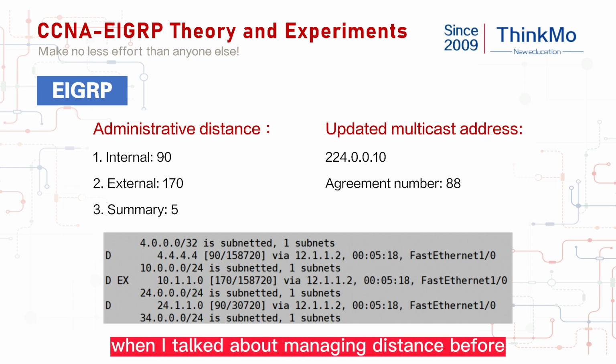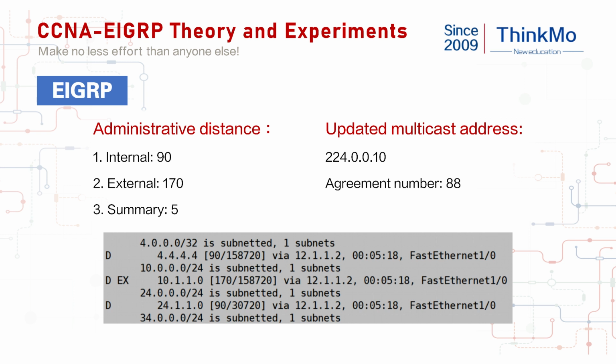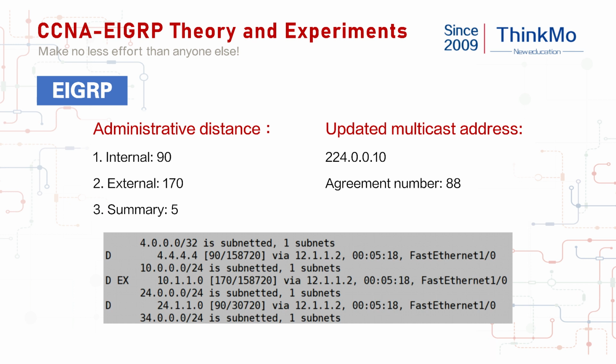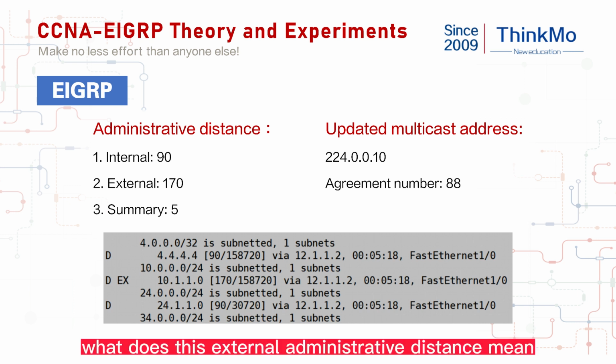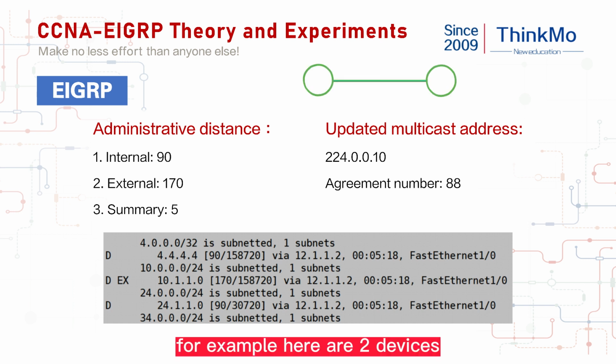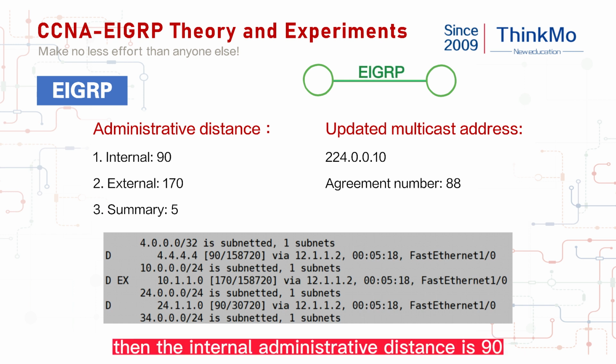When I talked about administrative distance before, I told you administrative distance is actually divided into internal and external. EIGRP administrative distance inside is 90. External is 170. What does this external administrative distance mean? I give a simple example. For example, here are two devices. Both devices are running EIGRP. Then the internal administrative distance is 90.